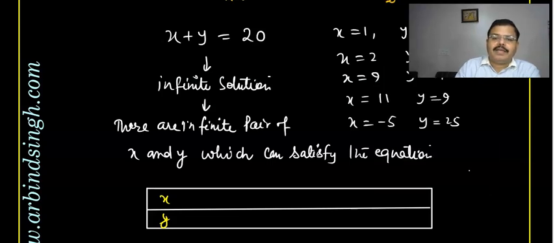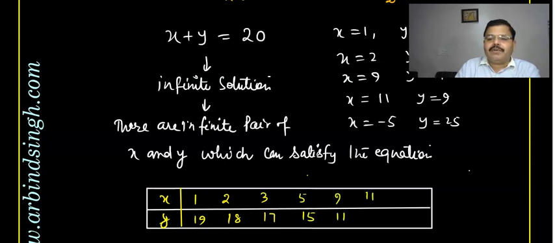So x is equal to 1, y is 19, x is equal to 2, y is 18, x is equal to 3, y is 17, x is equal to 5, y is 15, x is equal to 9, y is 11, and x is equal to 11, y is 9, x is equal to 10, y is equal to 10. So there are several values, and you can have a number of values which can satisfy this condition, x plus y.